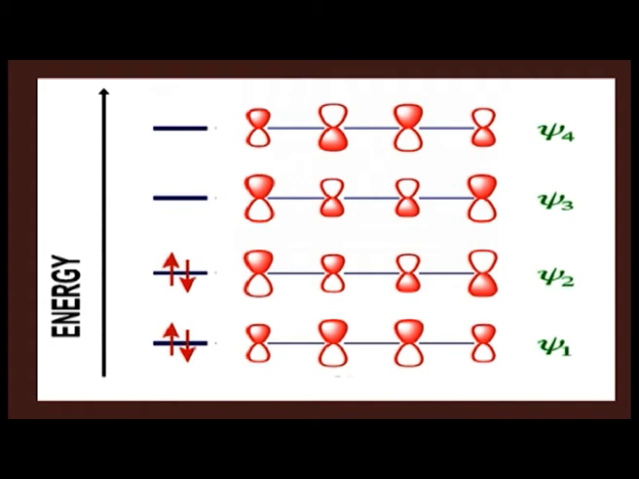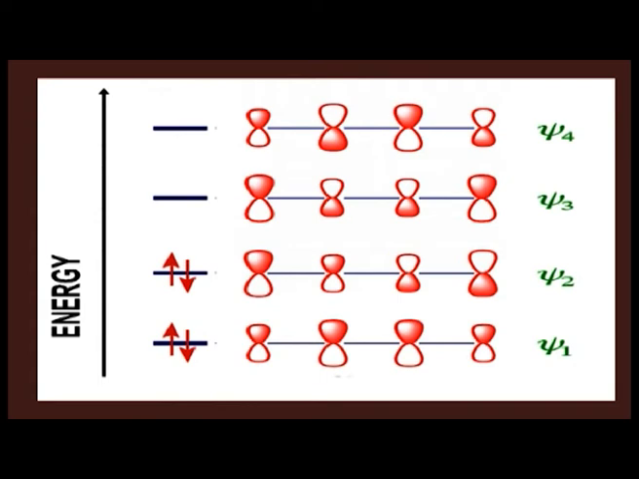To understand in detail, the molecular orbital diagram of butadiene is shown here on our screen. There are 4 pi electrons in butadiene that need 2 molecular orbitals to occupy. You can see the shape of psi 1.